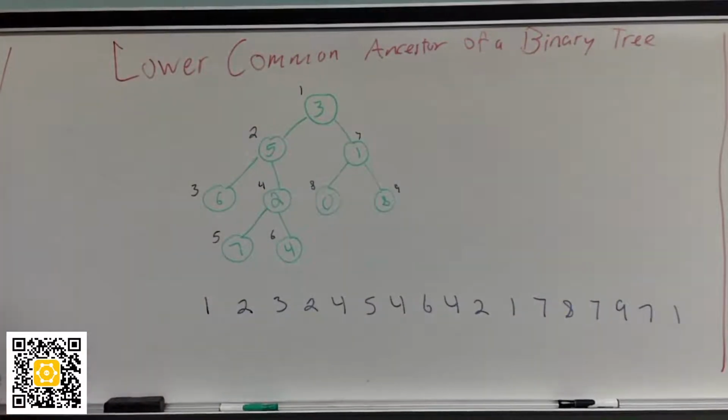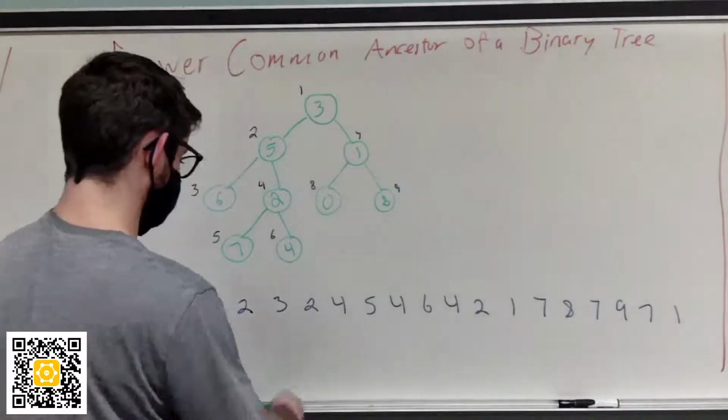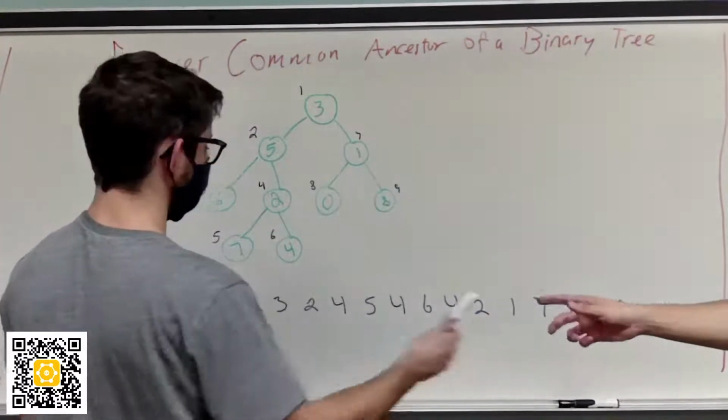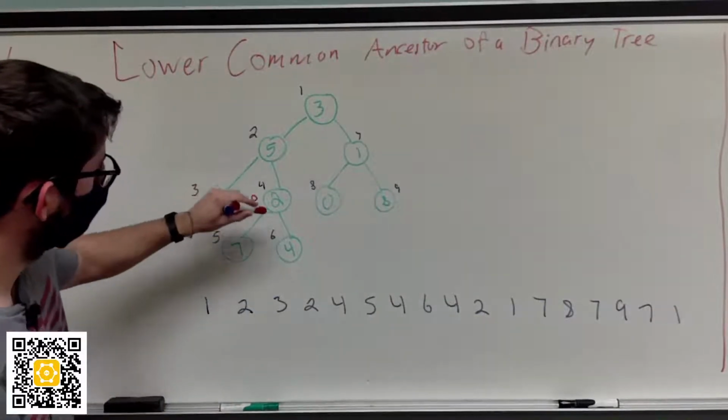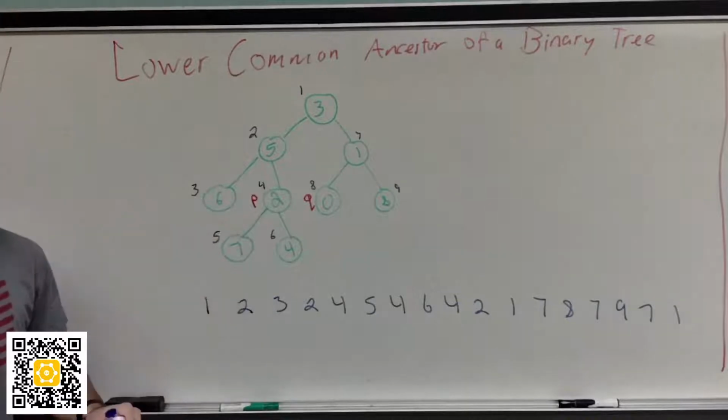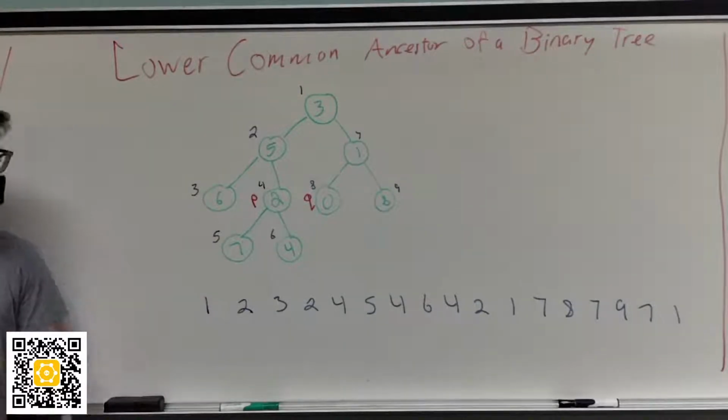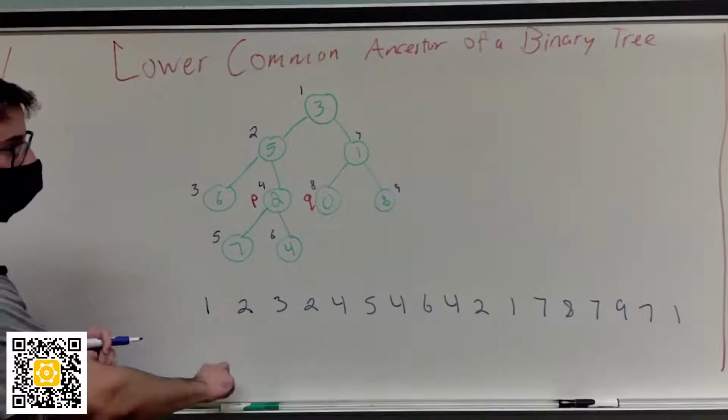So let's set P and Q for the sake of this. Let's just make sure it's going to work. Let's say now your P is 2 and your Q is 8, right? What's the lowest common ancestor of this? You said 3.